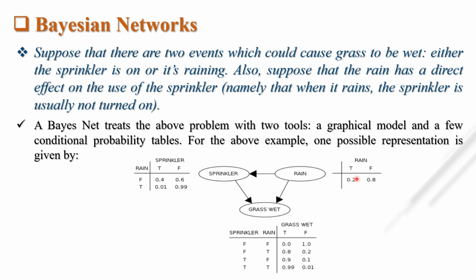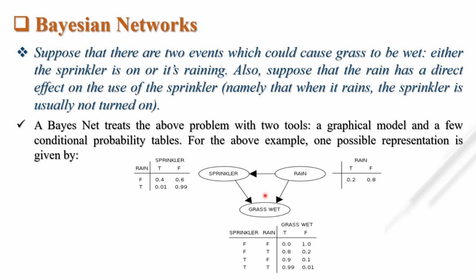Like the probability of raining, if it is true then it is 0.2, and if it is false then it is 0.8. These probabilities are calculated with some formulas, that you don't have to mention in your examination. You have a simple example like this, and you have to mention that in the conditional probability table the Bayesian network will work like this, and with the help of the graphical model it will work like this.